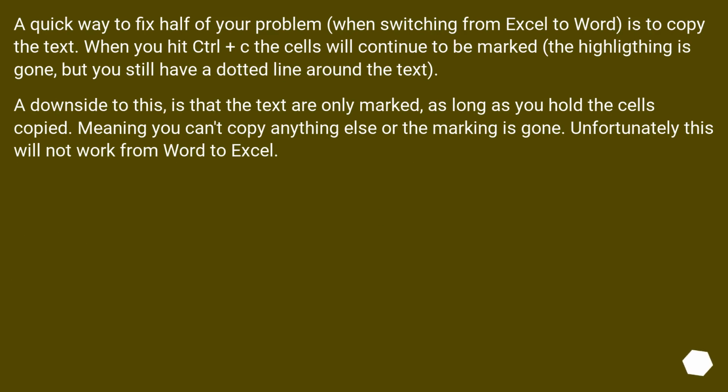A quick way to fix half of your problem when switching from Excel to Word is to copy the text. When you hit Ctrl+C, the cells will continue to be marked. The highlighting is gone, but you still have a dotted line around the text. A downside to this is that the cells are only marked as long as you hold them copied, meaning you can't copy anything else or the marking is gone. Unfortunately, this will not work from Word to Excel.